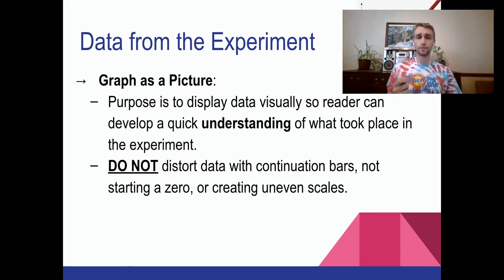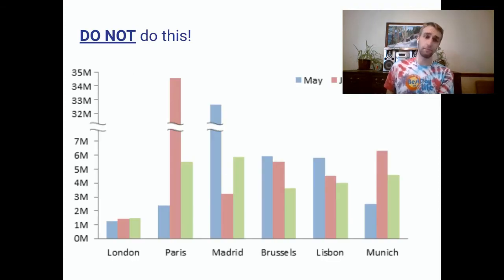So before we talk about some of the specifics, I'm going to talk about some of the what-not-to-do situations. So some common mistakes with graphing that you want to make sure you avoid. So we're going to look at things not to do. Don't distort your data with discontinuation bars, by not starting at zero, or by creating uneven scales. I'll show you what those look like so you know what I mean.